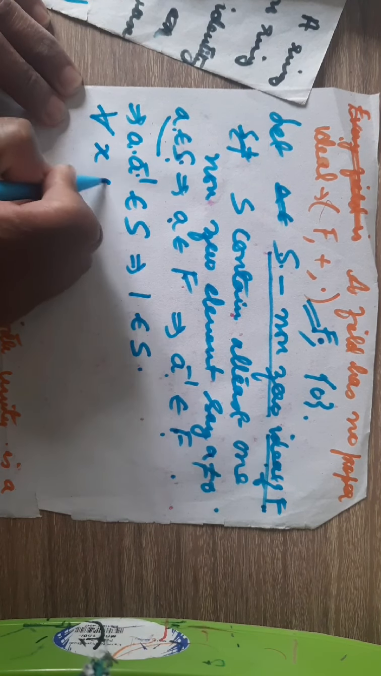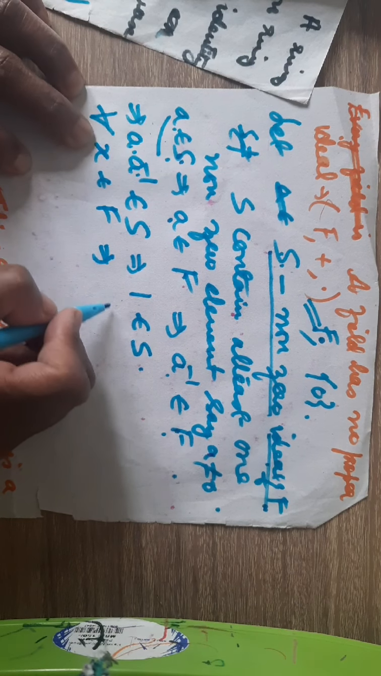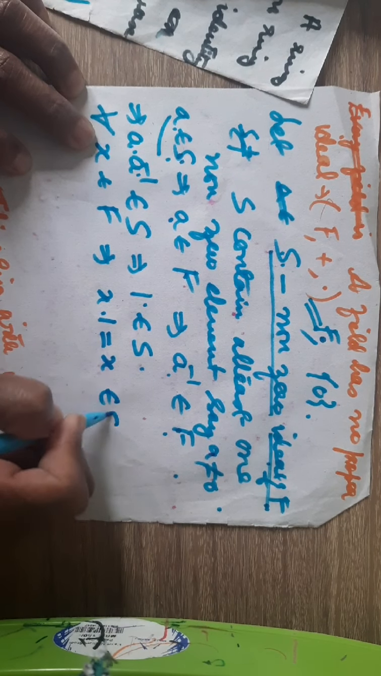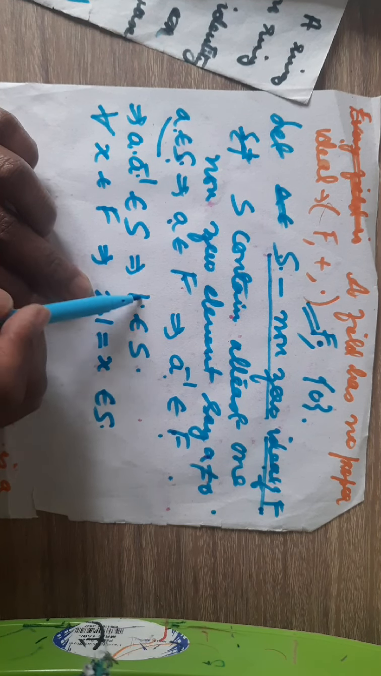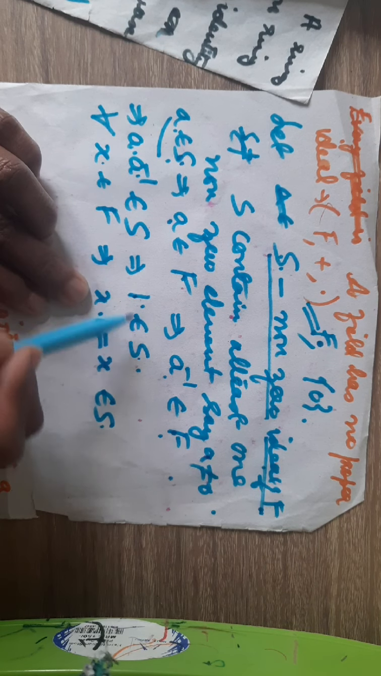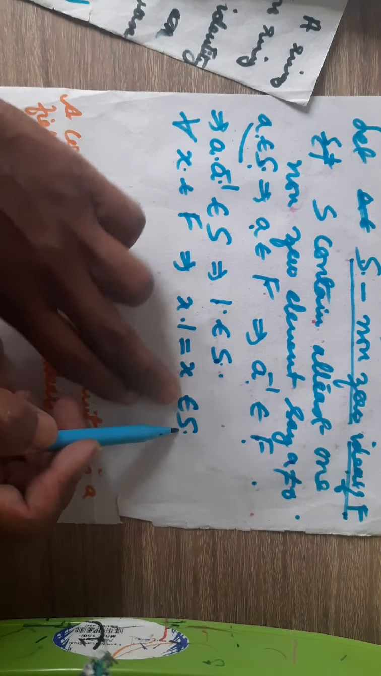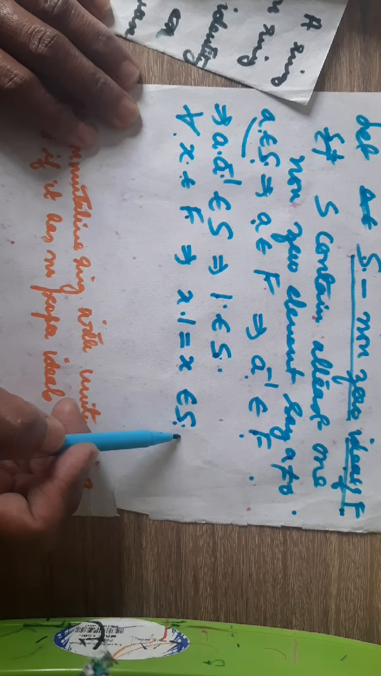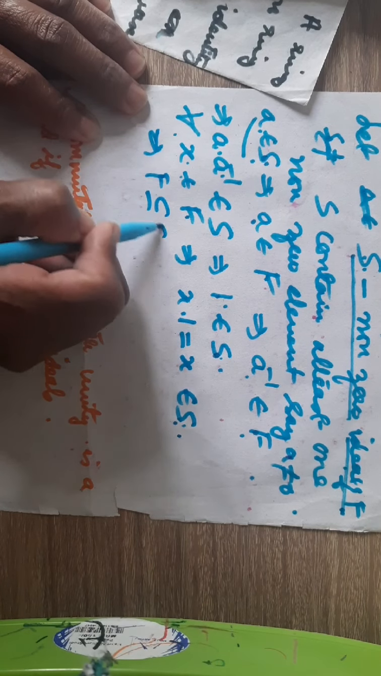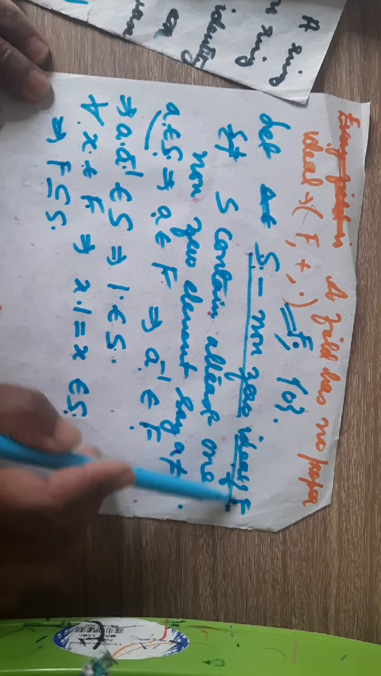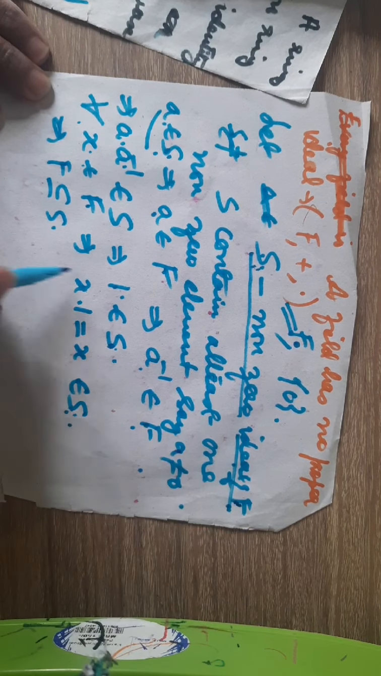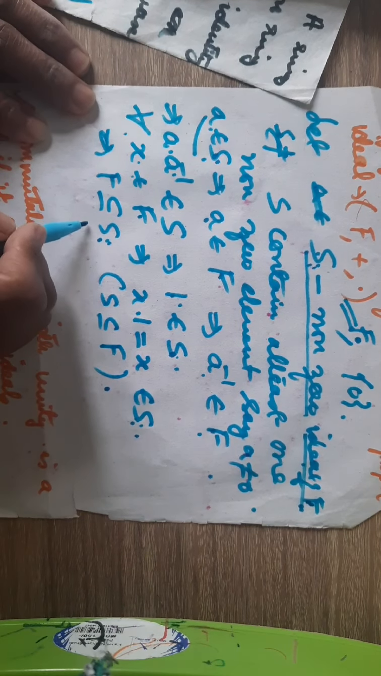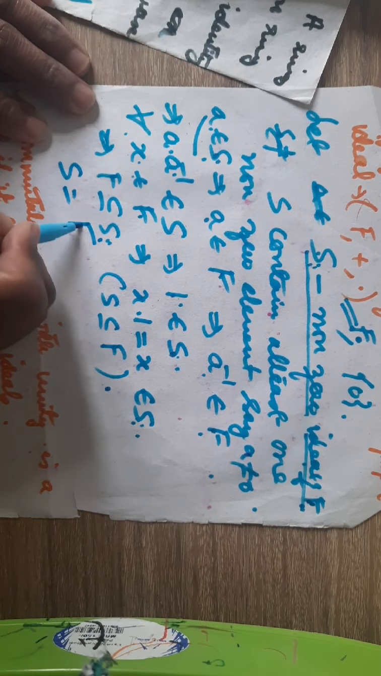So now for every X belonging to F, X into 1, which is equal to X, also belongs to S, because S is an ideal. If you multiply an element of S, that is 1, with an element X, it will be in S only. So X also belongs to S. From here you see that every element of F is also an element of S, which means that F is a subset of S. But since S is an ideal of F, S is a subset of F. So from these two, we can conclude that S is equal to F.